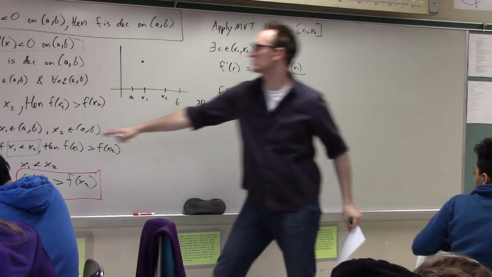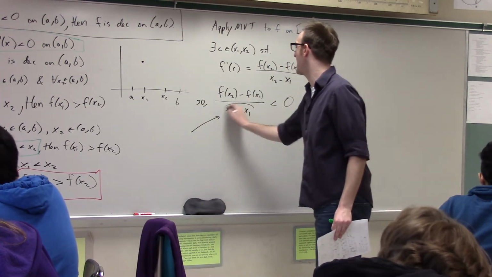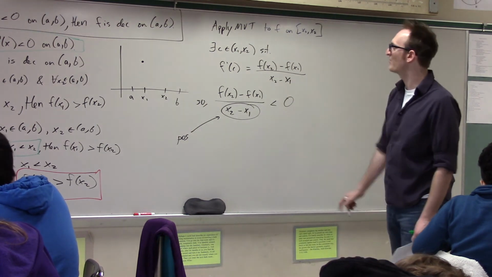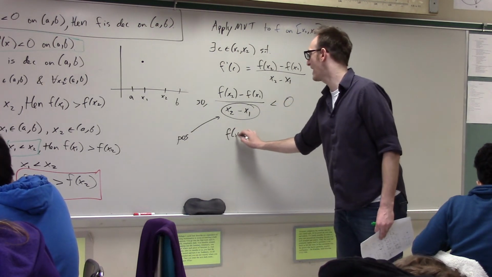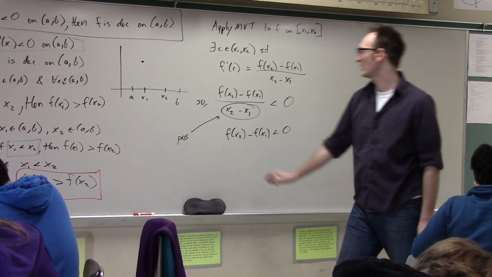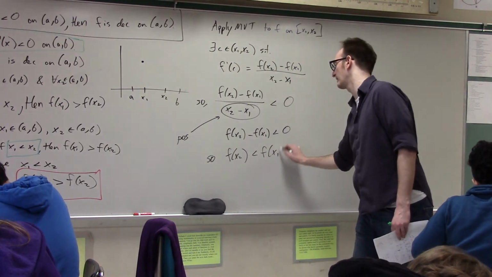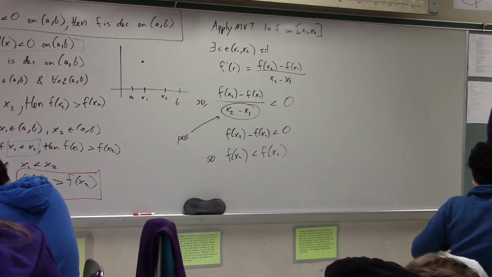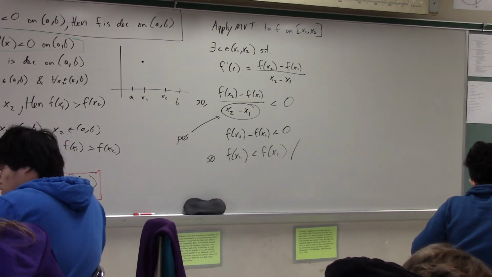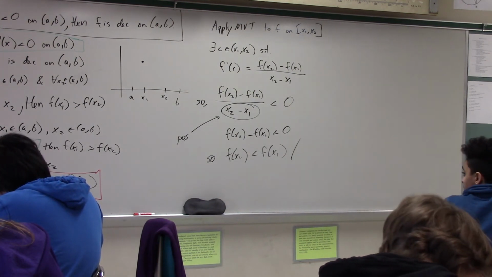Now I just use this one last fact, right? That x1 is less than x2, which means that this denominator is positive. And if that denominator is positive, then that numerator must be negative. So f of x2 is less than f of x1. And that was my goal. Okay. I'm sorry if that was like a little bit boring.